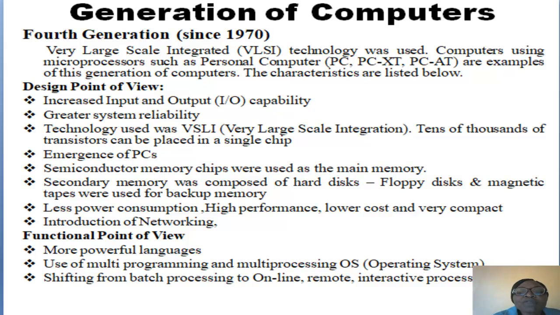The technology used was very large scale integrated circuits, that is, tens of thousands of transistors can be placed in a single chip. There is the emergence of personal computers. Semiconductor memory chips were used as the main memory. Secondary memory was composed of hard disks. We now have the floppy disk. Magnetic tapes were used for backup memory. Then there is less power consumption, high performance, and the prices are now cheaper than the previous generation of computers.